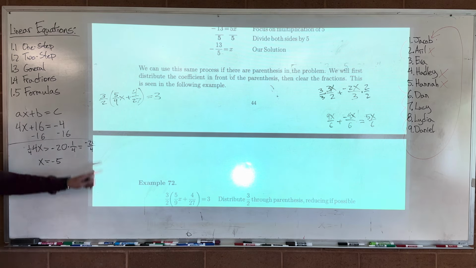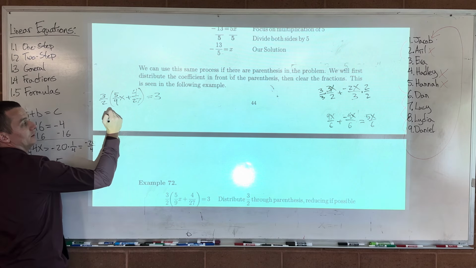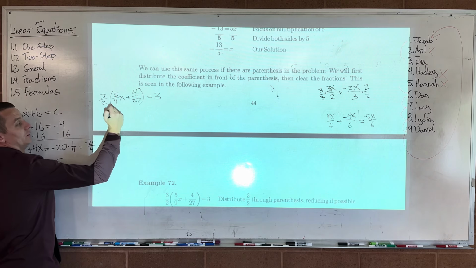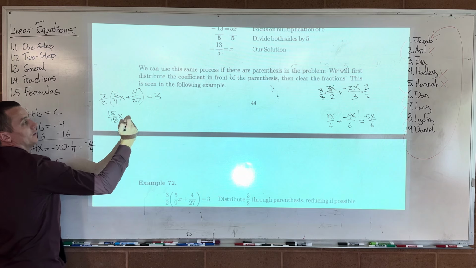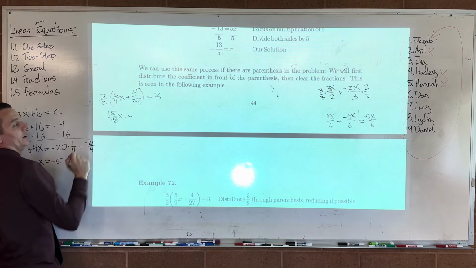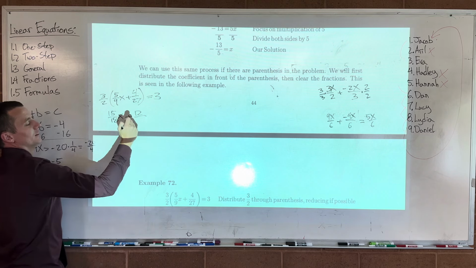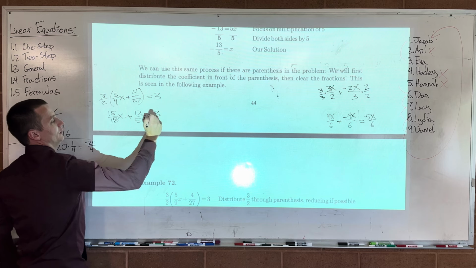What's the first thing we're going to do? Distribute the 3/2 through. So 3/2 times 5/9 gives me 3 times 5 is 15/18. We still have our x plus 3 times 4 is 12, 2 times 27 is 54. Equal to 3. Fantastic.